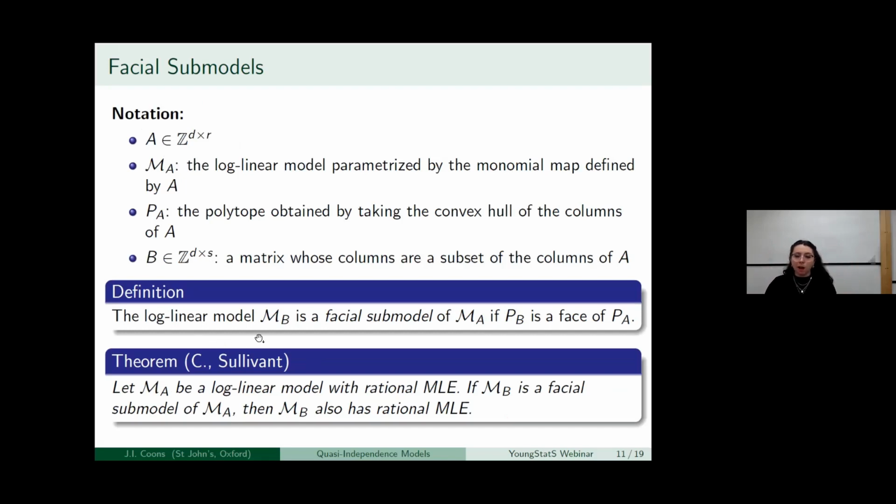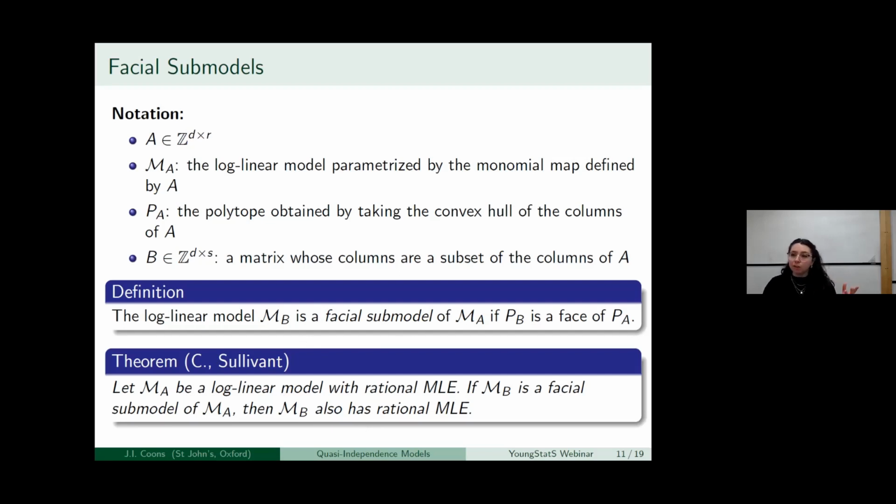Then we say that the log linear model associated to B is a facial submodel of M sub A if the polytope that I get when I take the convex hull of the columns of B is a face of that of A. It's a facial submodel. And then what we proved is that if M sub A is a log linear model with rational MLE, and M sub B is a facial submodel of it, then M sub B also needs to have rational MLE.